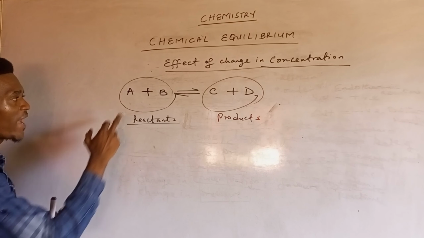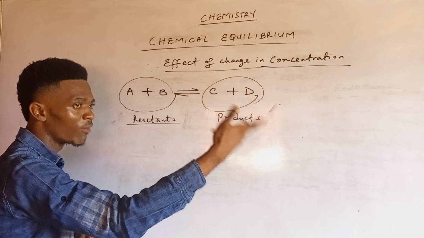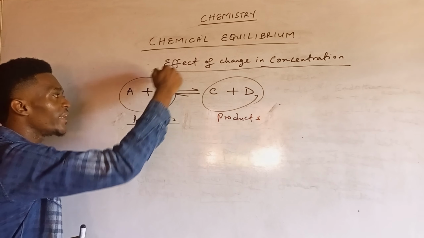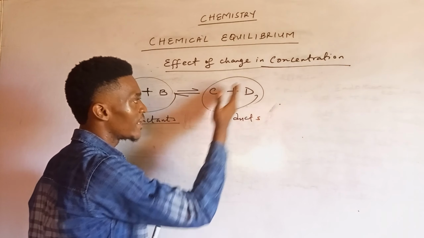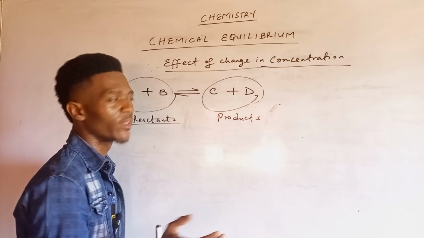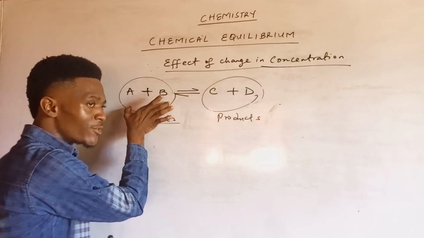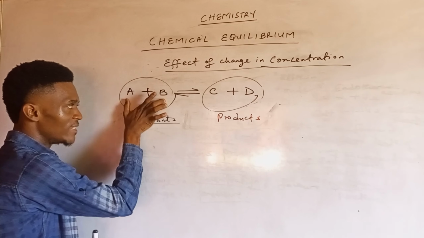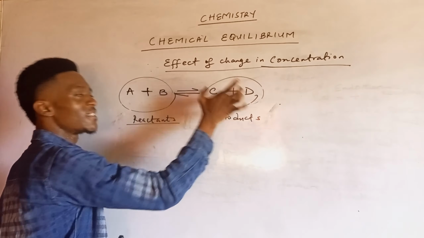So it means if I increase A and B, C and D will be produced, more of them will be produced, meaning C and D will be favored. If I reduce A and B, A and B will be favored. If I reduce C and D, C and D will be favored. If I increase C and D, A and B will be favored. You get the clear concept. So increase of this favors this, increase of this favors this, decrease of this favors this same part, and decrease of this favors this same part.